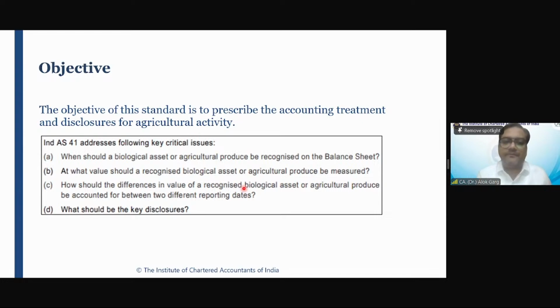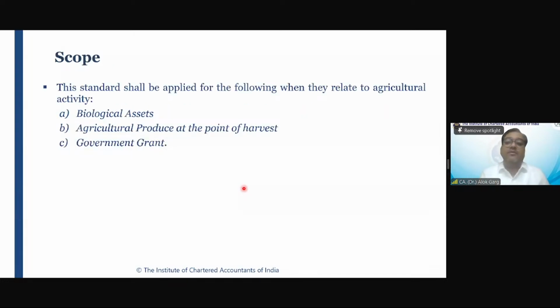Okay. Friends, talking about the scope, this standard shall be applied for the following when they're related to agricultural activity. If I talk about the scope of this standard, we will be covering 3 aspects. Number 1, biological assets, which is living animal or plant. Number 2, agriculture produce at the point of harvest.